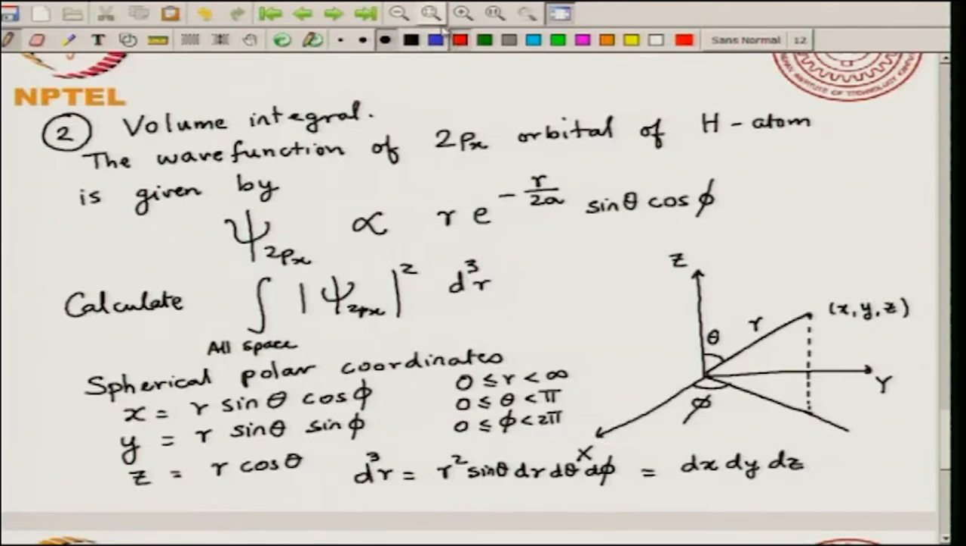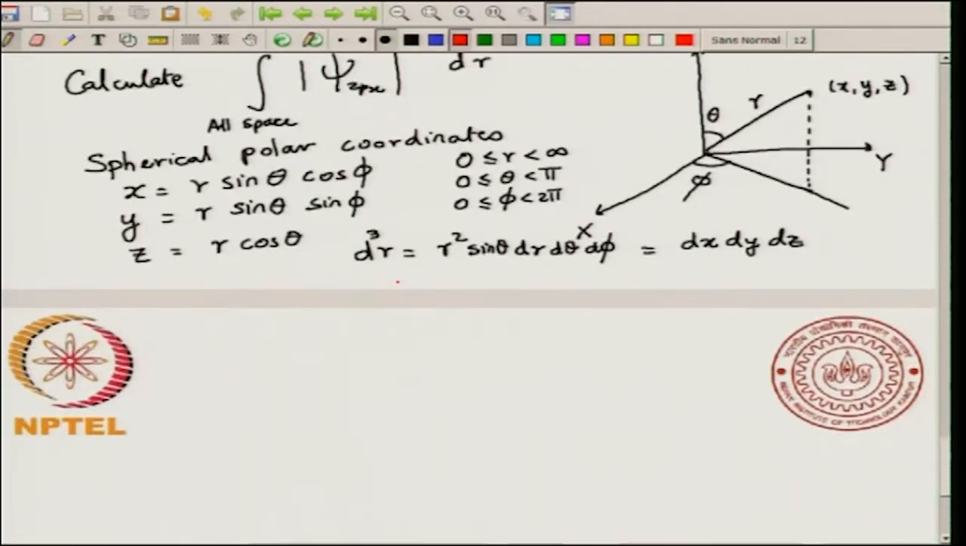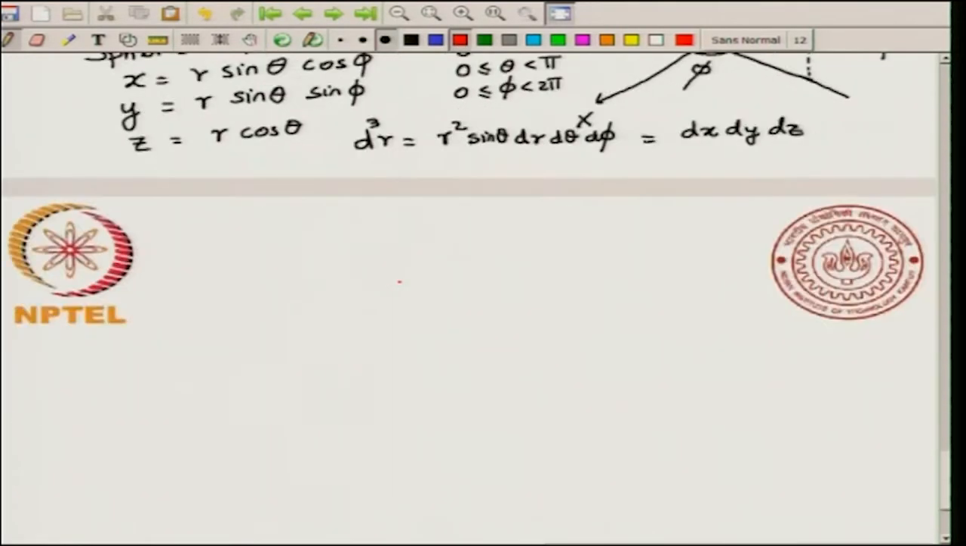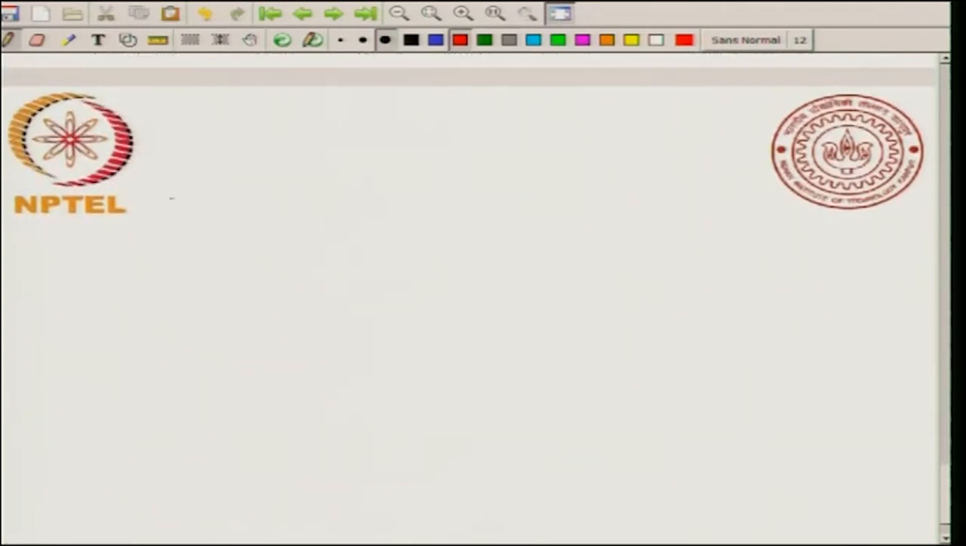So let's calculate the integral psi square d cube r, and you might recall from your quantum mechanics course that this is what you need to calculate in order to find the normalization constant for this wave function. Now we have all the information needed, so let's go ahead and calculate that integral. So what we need to do is the integral of psi 2px square d cube r, over all space.